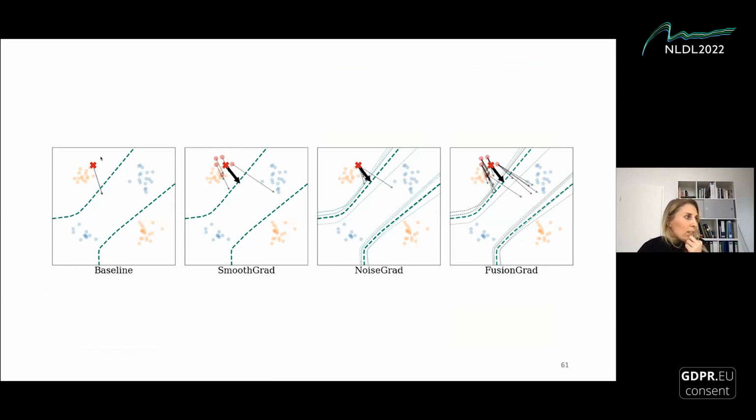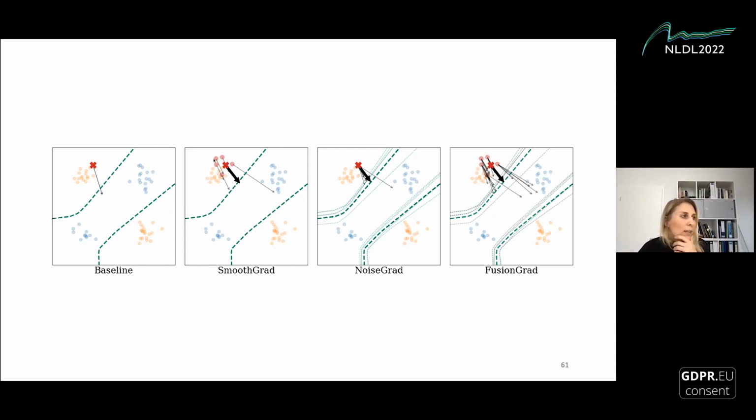This is a toy example of what is going on here. The baseline explanation, for instance, is here just the gradient. Let's start with this. We have two classes, the orange class and the blue class, and these are the decision boundaries learned by the model. Now, taking just one random point here, this would be just the baseline explanation, just the gradient.